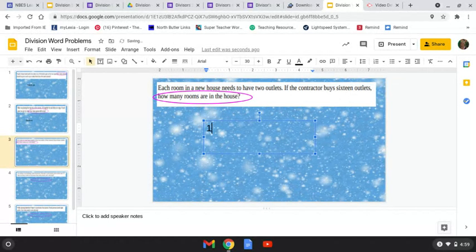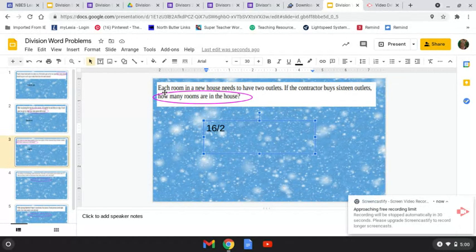He has 16 total outlets to use in the house, and he can divide them to use 2 in each room, okay? It tells us right there, each room. There's that key word for division and multiplication, but we know we're dividing. Each room needs to have 2 outlets, so 16 divided by 2. How many 2s are in 16? Count by your 2s. You can draw it out, or if you know those multiplication facts, then you know 16 divided by 2 equals 8. 8 times 2 equals 16, so there would be 8 rooms in the house, okay?